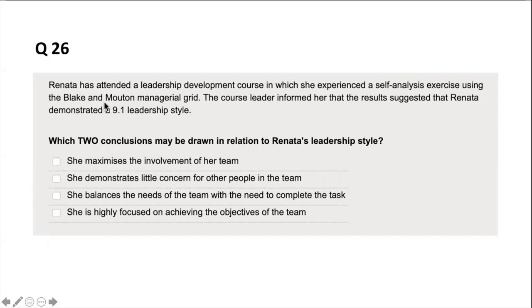So coming back from the grid, as you understand, 9.1 means she is concerned more with production and what the company's doing, but not about her people. So the two conclusions that may be drawn is that she demonstrates little concern for other people in the team. And of course, she is highly focused on achieving the objectives of the team, but not her team. And that's why it's 2 and 4.